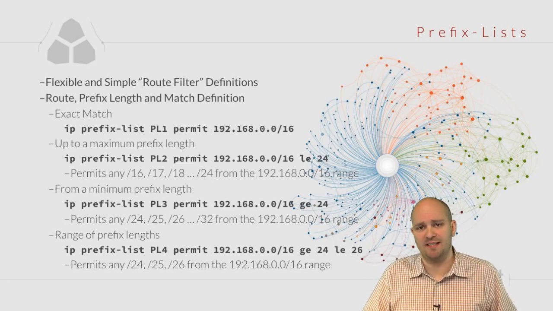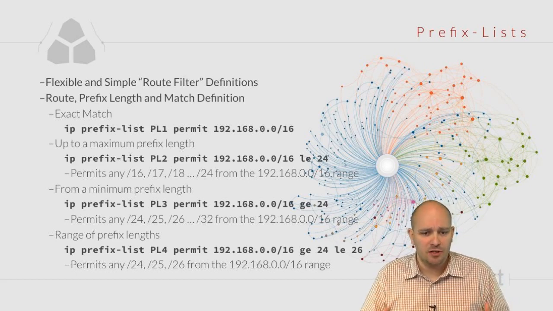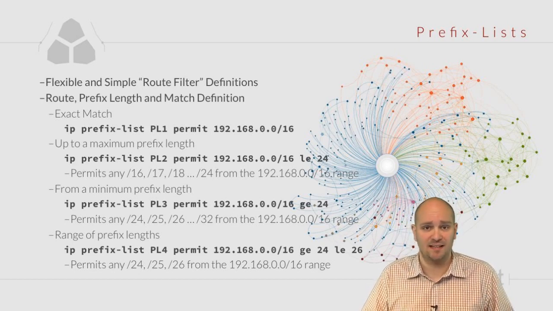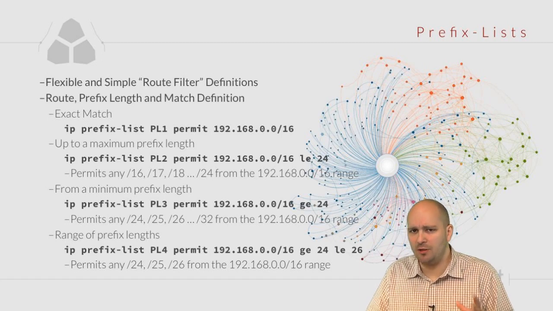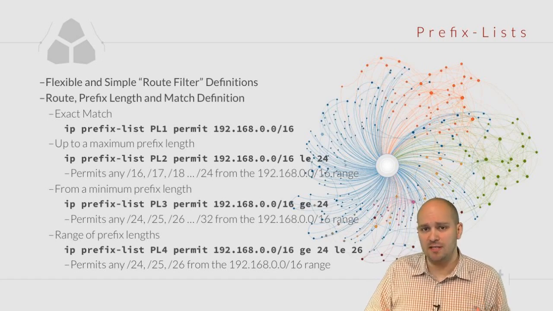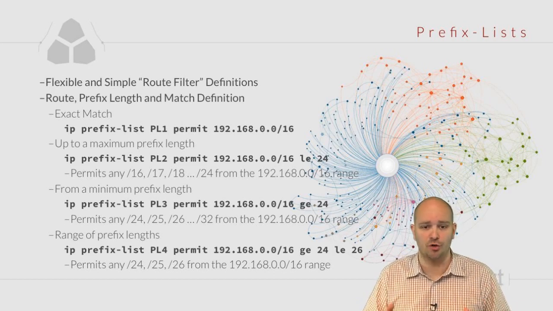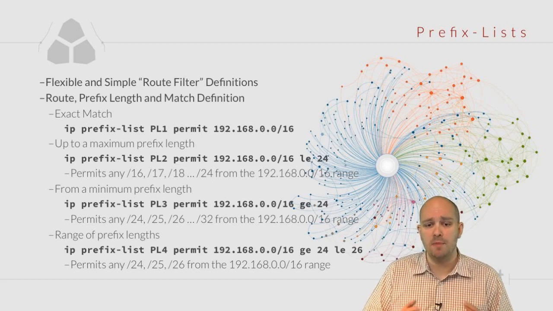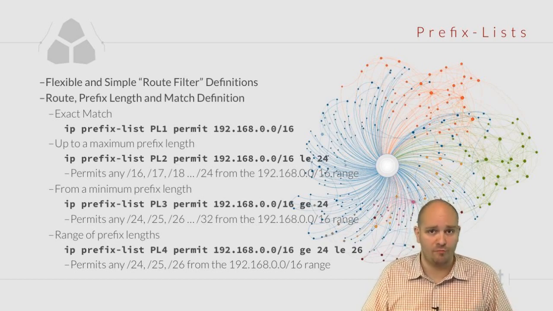Now, when we are using prefix lists, it's important to understand that they consist of several parts. The first part is the actual route that we are filtering, then the prefix length that we want to filter on, and then a particular match definition. Allow me to explain this a little bit. There are generally speaking four things that can be done with prefix lists. We can have the exact match, we can have a match of a particular route from a certain range up to a specific prefix length, or we can have the similar thing with a minimum prefix length, and finally, as the fourth item, we can have a range of prefix lengths.